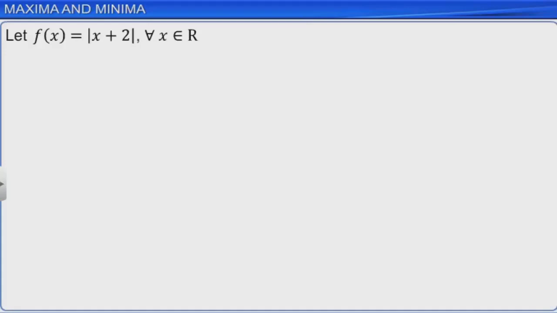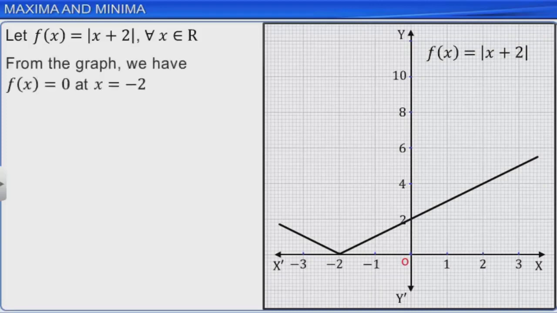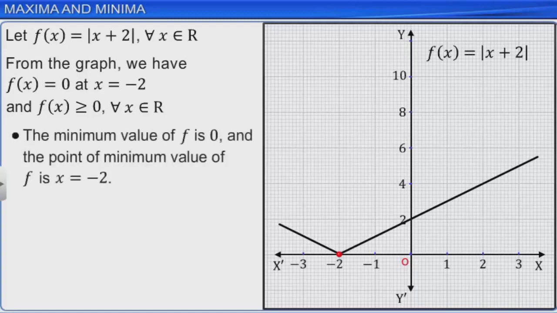The graph of the given function can be drawn as shown. Observe that the value of function f at x = -2 is 0. Also observe that for all real values of x, the value of the function is always greater than or equal to 0. Therefore, the function f has a minimum value of 0, and the point of minimum value of f is -2.